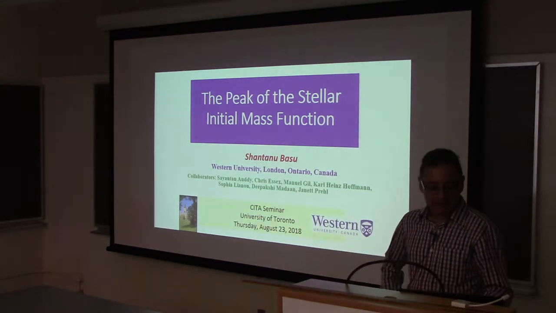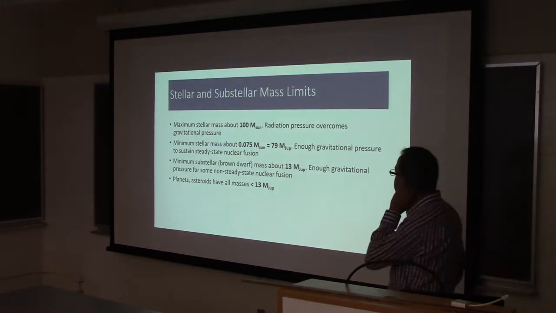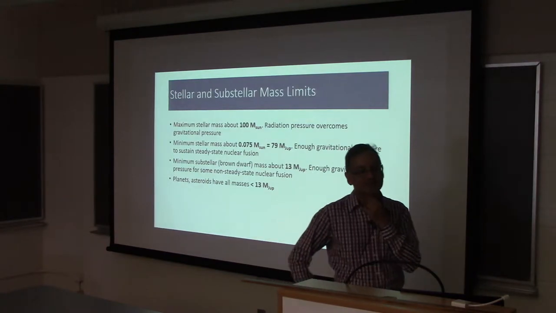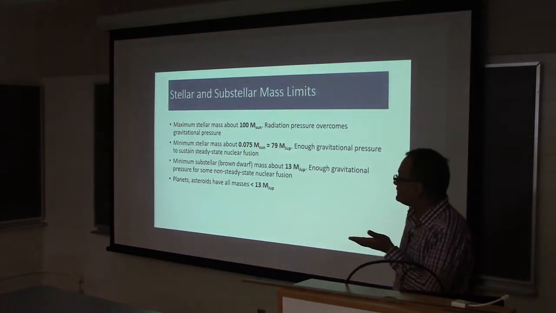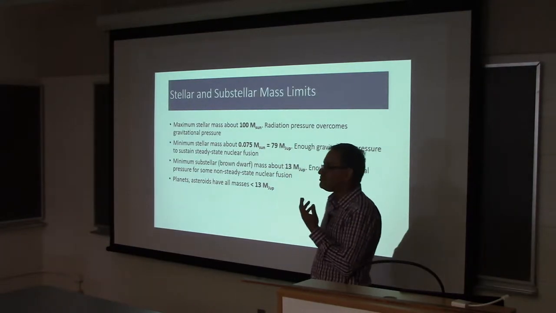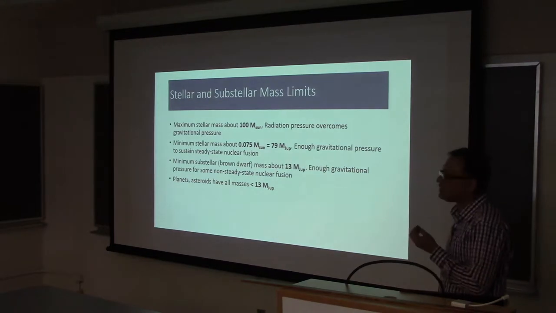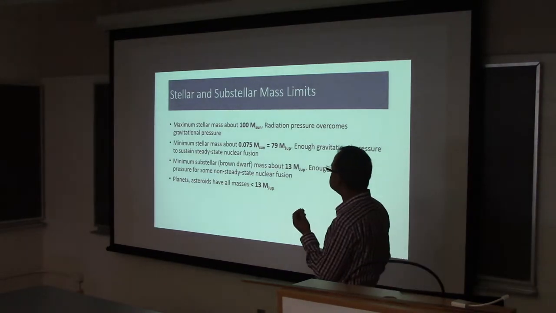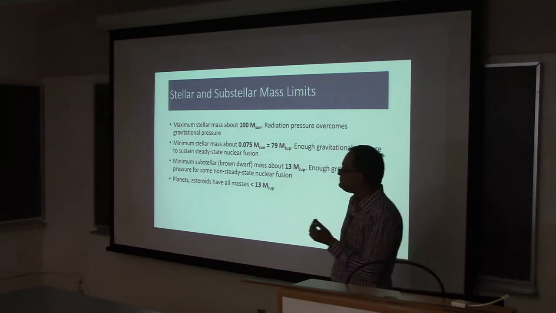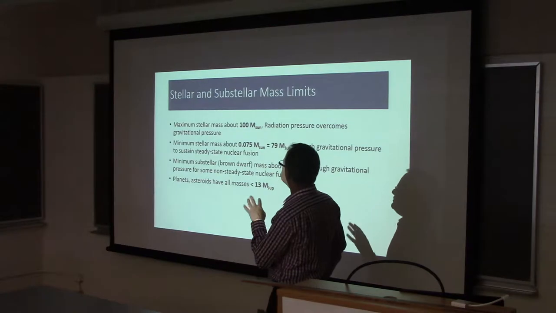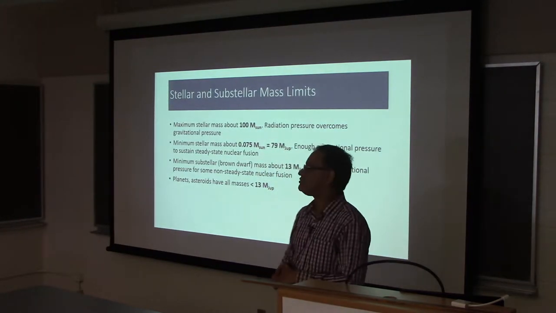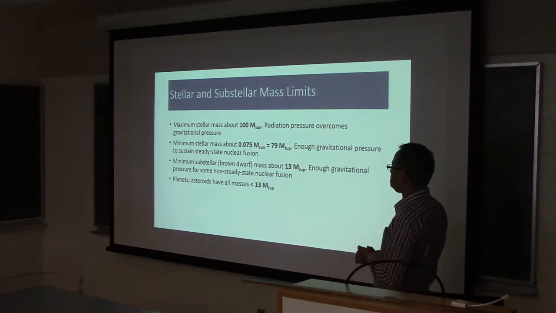Okay, so I've been learning a lot about the IMF, so just some very preliminary, I might get a bit pedagogical at times, but just to set the stage, most of you know that due to radiation pressure, we think there's an approximate maximal stellar mass of about 100 solar masses, so we can't pin it down very exactly. On the other hand, to sustain nuclear fusion in a steady state, there's a minimum mass. Again, it's not an exact number. There's a range of uncertainty, but most people take the value to be about 0.075 solar masses or about 80 Jupiter masses.